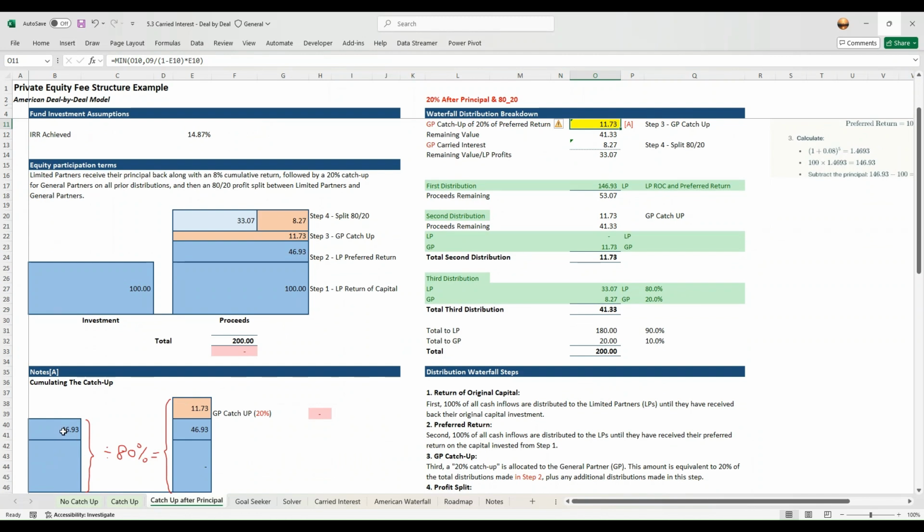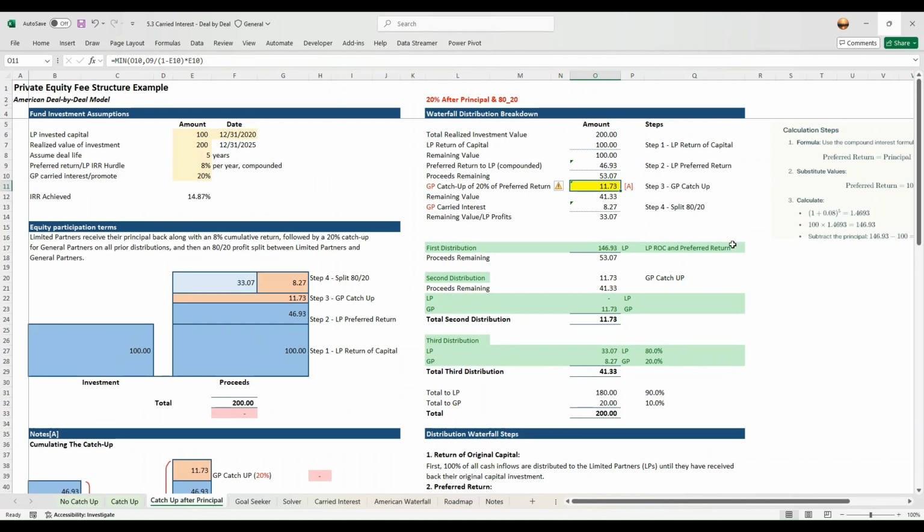We will have 46.93 divided by 80%. It will be the total of preferred return plus the GP catch up. And in our formula here, we would only have the preferred return divided by 80% and times 20%.